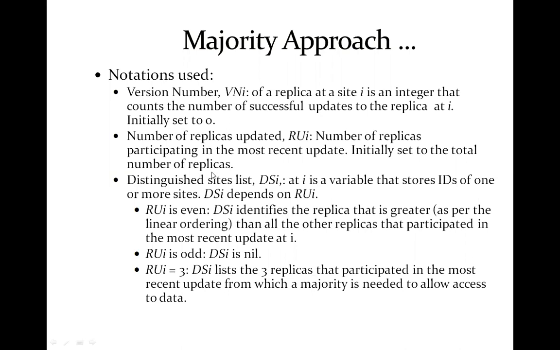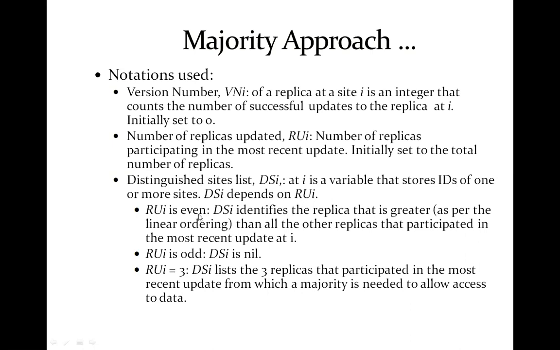And the third one is the distinguished site list. This distinguished site list at a particular site I is represented by a variable denoted by DSi, and the purpose of this is to store the identification of one or more sites. Now, the content of DSi depends upon RUi.